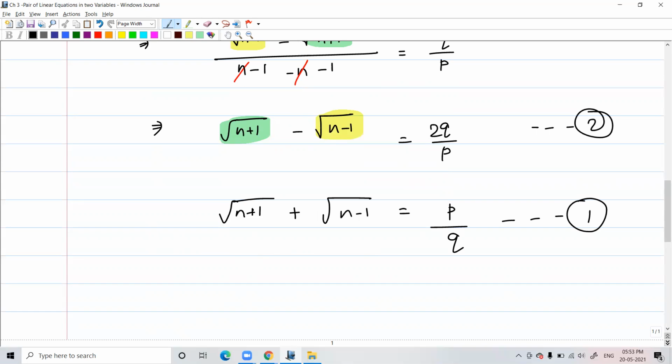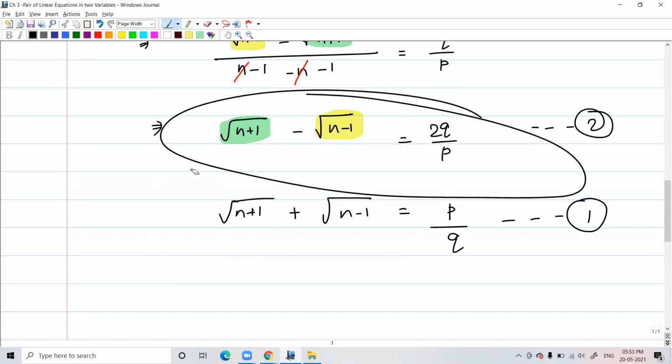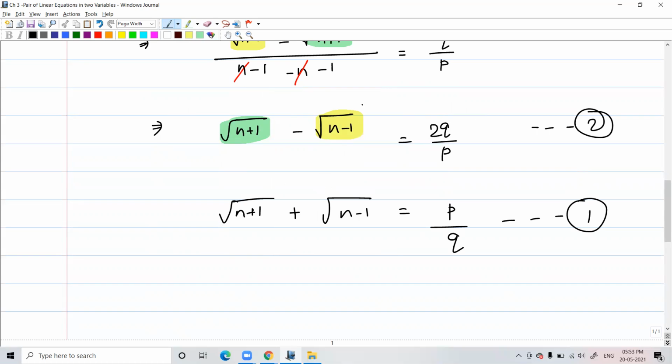Okay. Now, whenever you have a situation like this, what we can do is add these two equations. If you add these two equations with each other, do you know what will happen? You see, this is minus of n minus 1 and this is plus of n minus 1. They'll get cancelled and become 0, correct? So I'm adding 1 and 2.